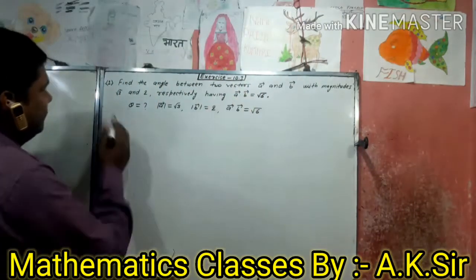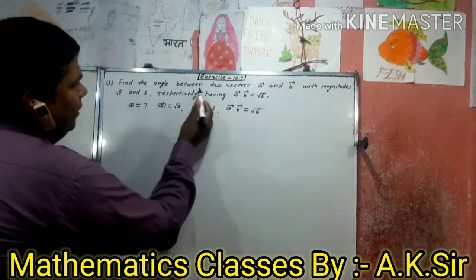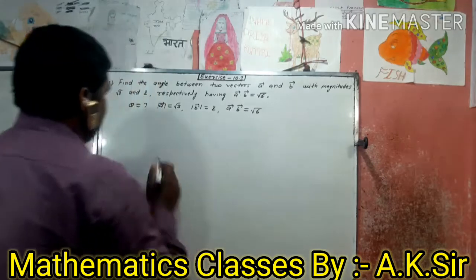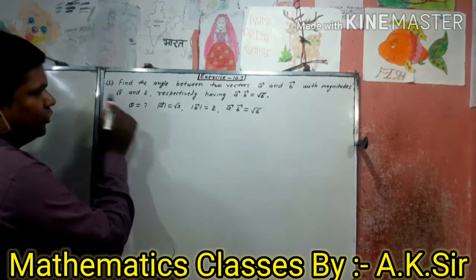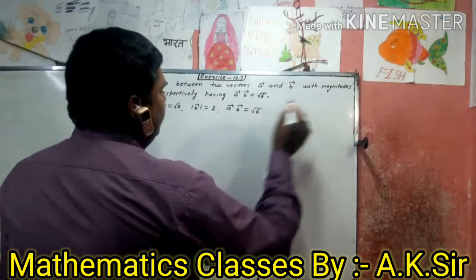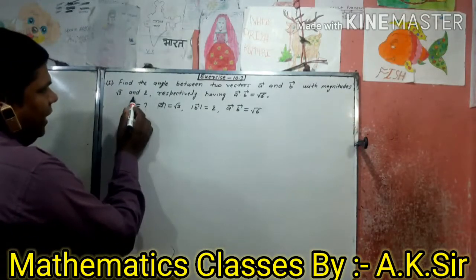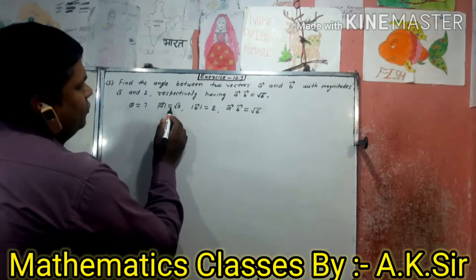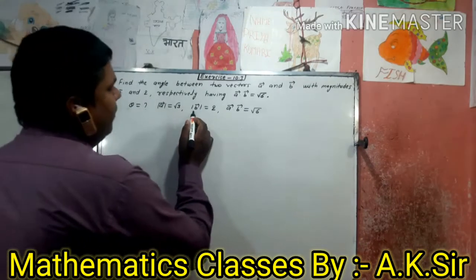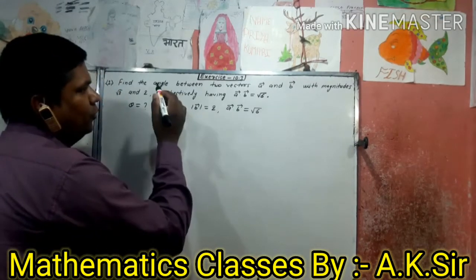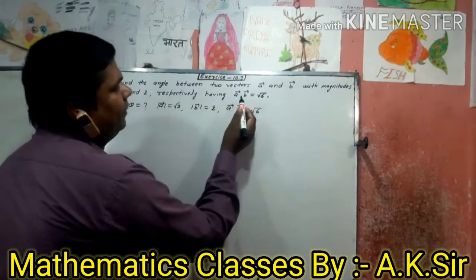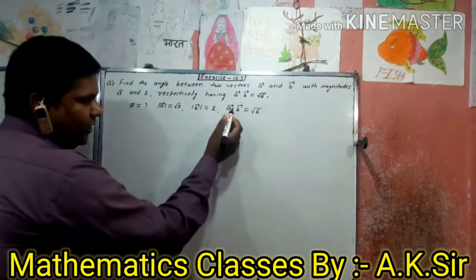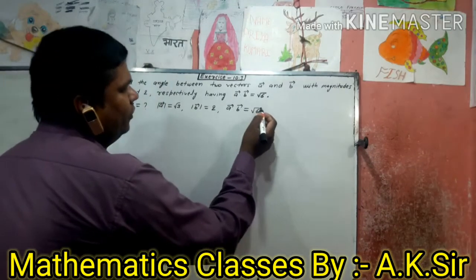Exercise 10.3, question number 1. Find the angle between two vectors A and B, that is, theta, with magnitudes root 3 and 2. It means the magnitude of vector A is root 3 and the magnitude of vector B is 2, respectively, having A dot B equal to under root 6.